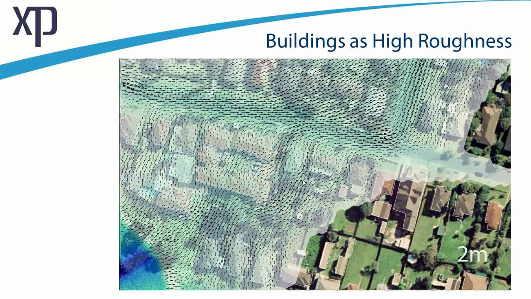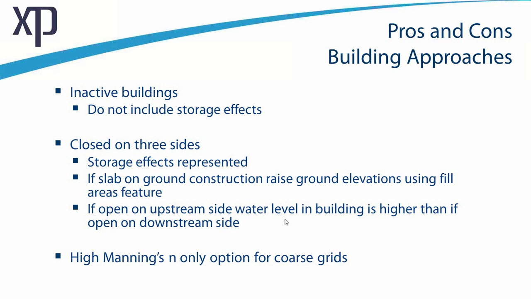If you digitize a building that is being closed on 3 sides, there's different schools of thought whether you should leave the upstream side open or the downstream side open. If you leave the upstream side open, your water level in your building tends to be higher, so people often favour that because it might be a bit conservative, although some believe that the water level in the building should be more reflective of the downstream side.